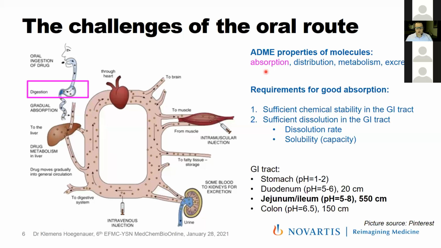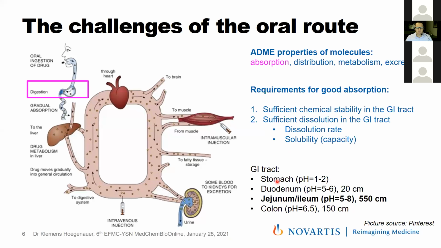So what are the requirements for good absorption? We are here talking about digesting a tablet or a compound. So first of all, it needs to be sufficiently stable in the GI tract, and then it needs to show a sufficient dissolution in the GI tract. And dissolution is modulated by two parameters. First of all, it needs to have a reasonable rate to be dissolved, and then it needs to be soluble, which is basically a capacity issue.